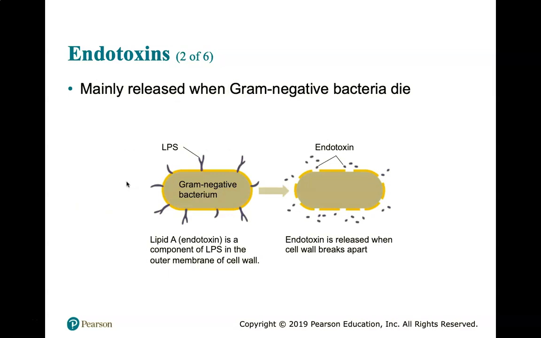So here's a perfect example of an endotoxin. Here on the left you have a gram-negative bacteria. This is the LPS layer, its outermost layer. All of a sudden, the cell wall is breaking apart, and it is secreting all of those endotoxins away from the cell. So it's when the cell wall, the LPS layer, breaks apart that the endotoxins are actually released.